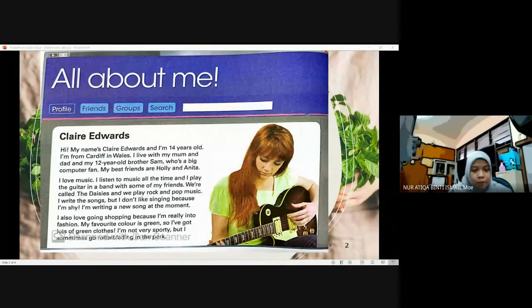Okay, so this is taken from your textbook because as I've mentioned, this is a unit from your textbook. So this is about Claire Edwards. Okay, so this is an example of a personal profile. So when you're writing a personal profile, please remember that you need to write your name here. Okay, it could be a full name or it could be just your nickname. Okay, so in this case, Claire wrote her full name.